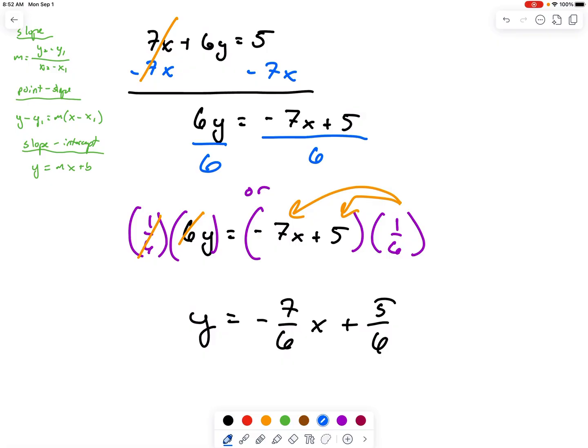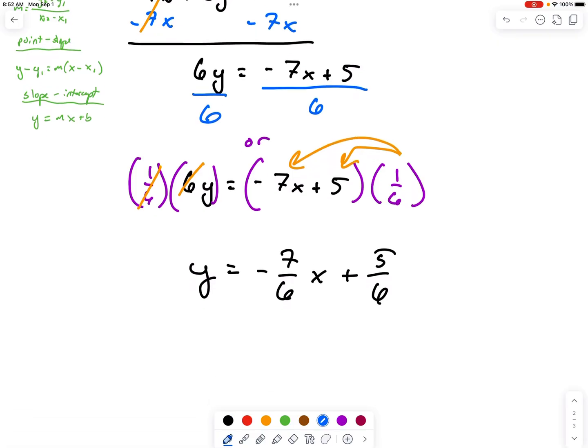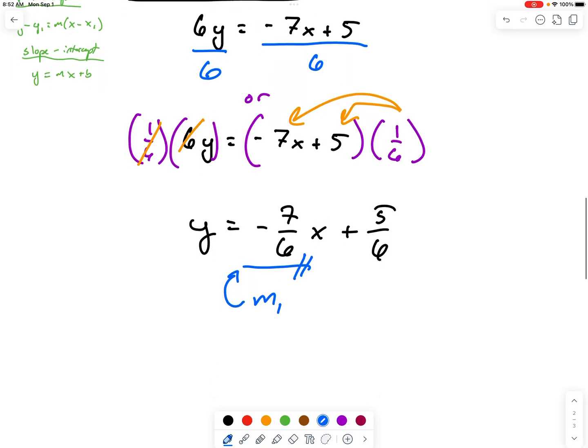So here's the slope we're looking for, right here. That's the slope of line 1. Our slope needs to be the negative reciprocal. We said for two lines to be perpendicular, slope 1 times slope 2 has to equal negative 1. So our slope needs to be the negative reciprocal of this guy.